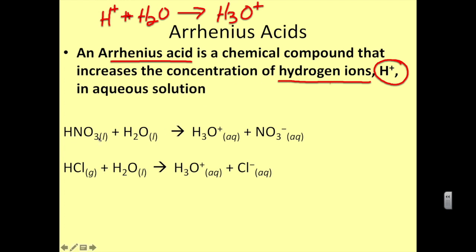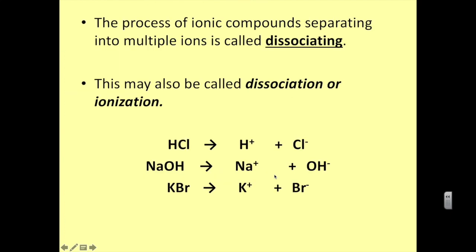If we have nitric acid, that's HNO3, an Arrhenius acid, and it comes in contact with water, we get the hydronium ion and the nitrate ion swimming around. Again, with HCl, same thing: it comes in contact with water, we get hydronium and the chloride ion floating around. Now, when ionic compounds separate into multiple ions, it is called dissociating, okay? This may also be called dissociation or ionization. I'll be talking about that later.